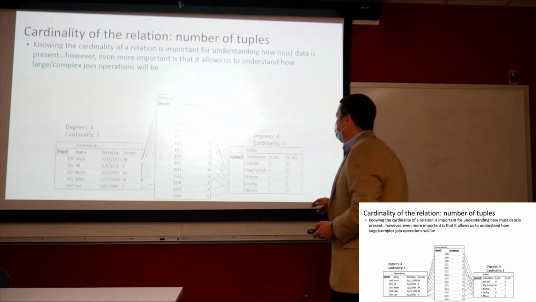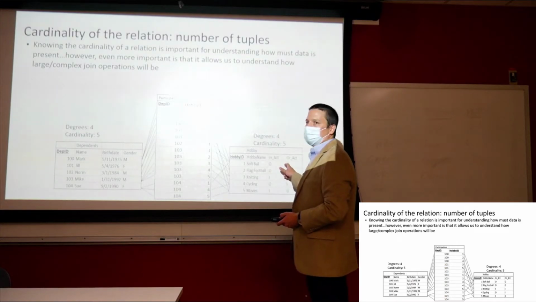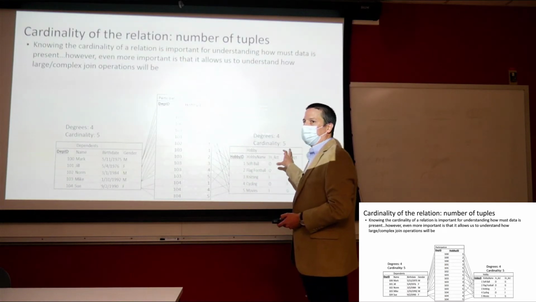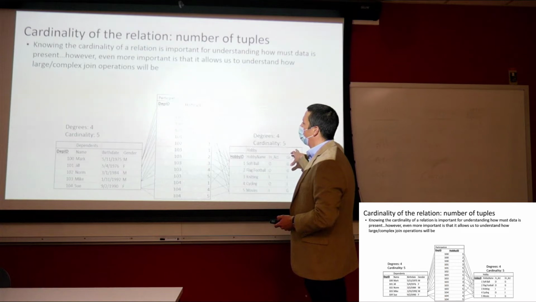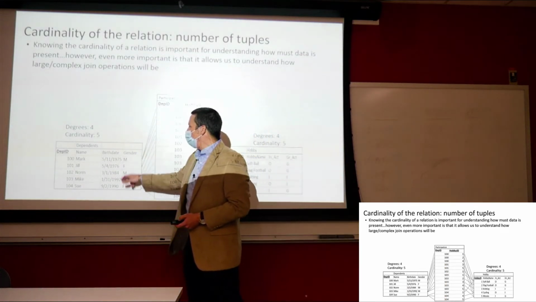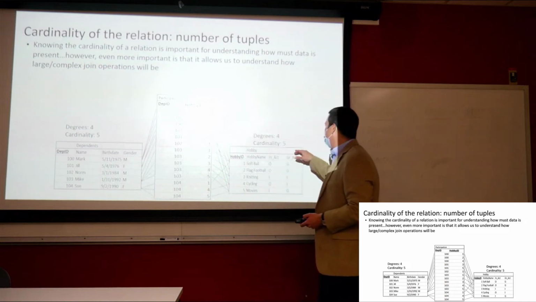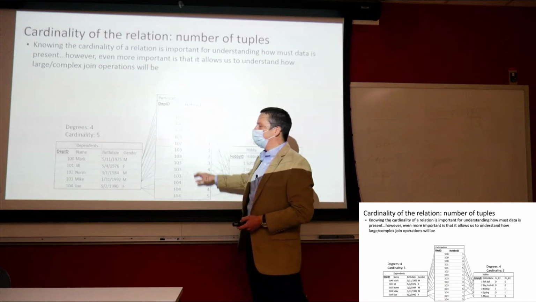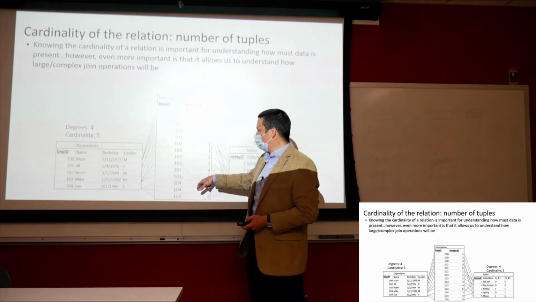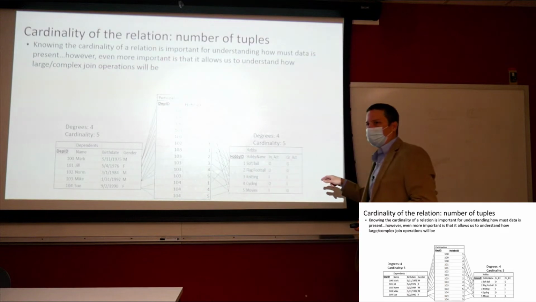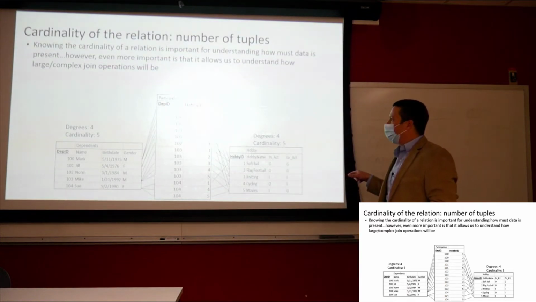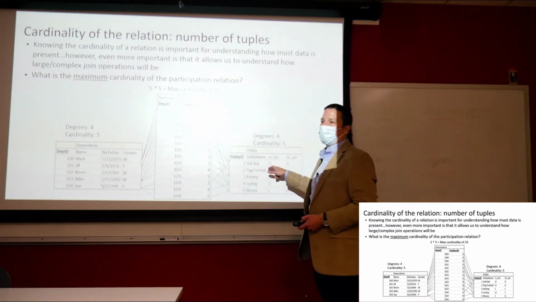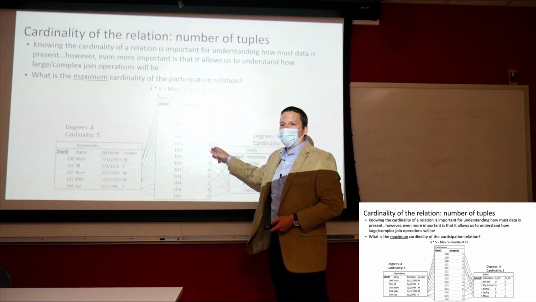Because by understanding the cardinality of these source relations, we can determine, worst case scenario, how complex any join operations might be. So if we have 5 dependents and 5 hobbies, what is the maximum cardinality of this participation relation if every dependent participates in every hobby? 25, right? Because it's 5 times 5 is 25. And that's not a very big number, right?